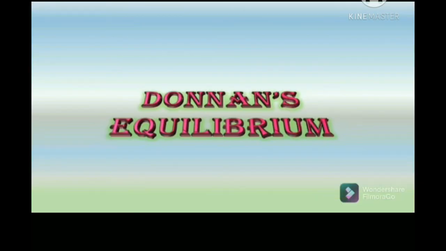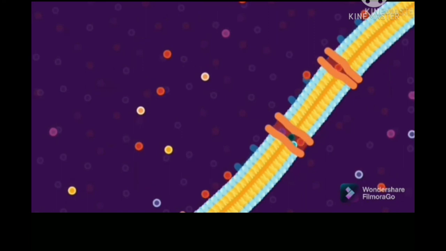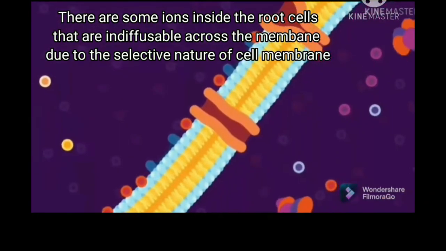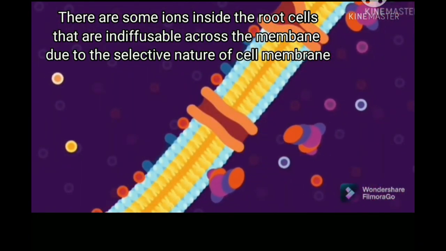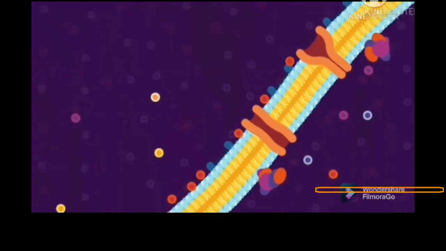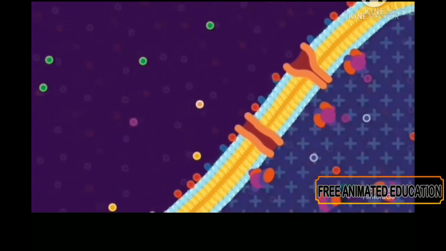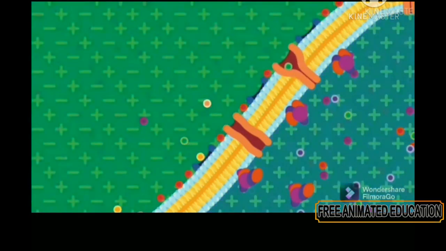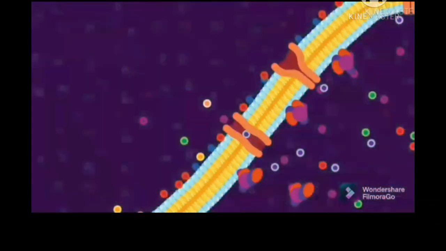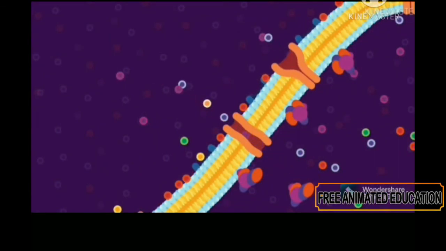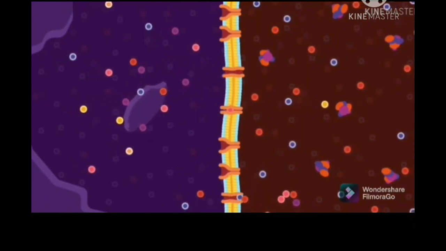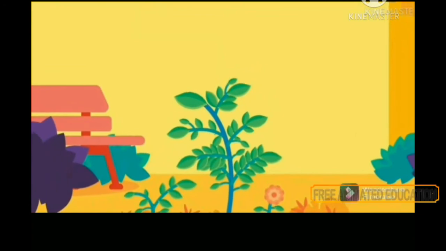Donnan's equilibrium. Another theory of passive absorption, which states that there are some ions inside the root cells that are indiffusible across the membrane due to the selective nature of the cell membrane. If the root cell has cations accumulated inside as indiffusible ions, then anions present in soil move into the cell across the membrane without expenditure of energy to maintain a balanced electrical potential. The movement of an ion in this example will result in an equilibrium which may not be equal in terms of concentration. These mechanisms enable plants to take up minerals from the soil to ensure proper growth.